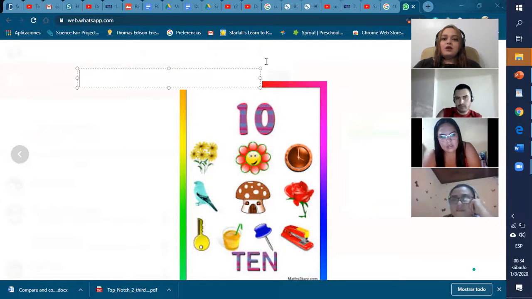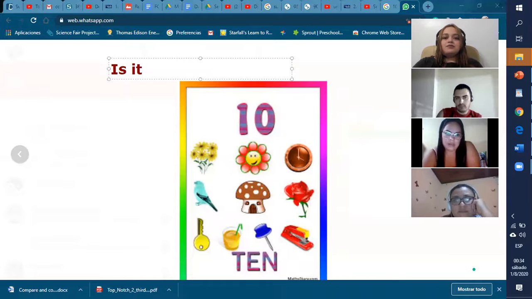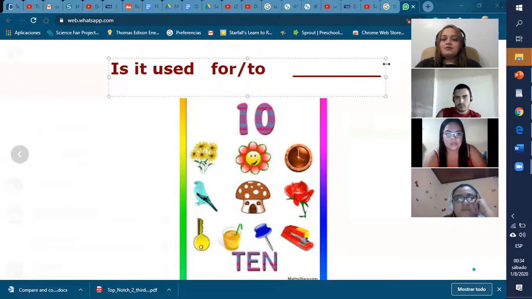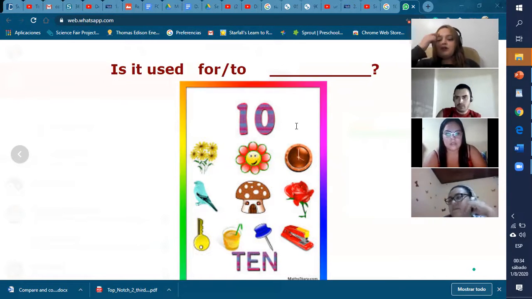Hold on, let me type it here. So we're going to say, is it used? Is it used? All of them are Z, okay? Is it used for or to, and the verb. Is it clear? Good question. You have to guess what I'm thinking of. Anybody can ask me a question, and whenever you have the answer, tell me, but you have to be 100% positive of the answer, okay? So you can ask me as many questions as you need to be sure. Let me choose the object.